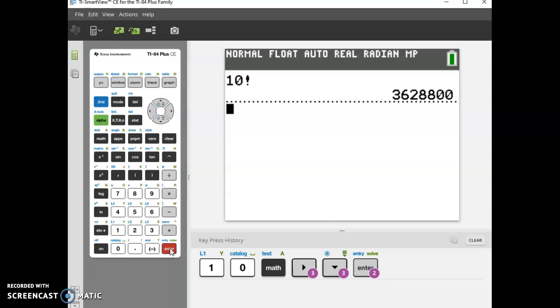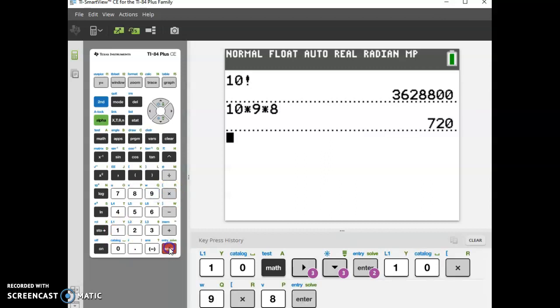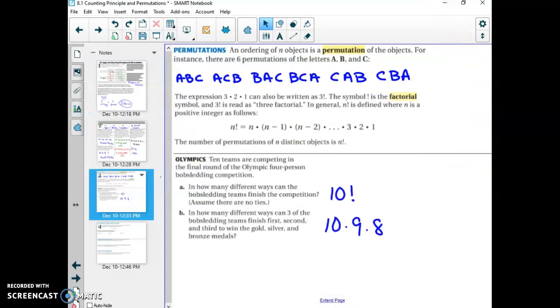As far as the other one is concerned, the 10 times 9 times 8, you could do that on your calculator as well, 10 times 9 times 8. And that would leave us with 720 unique ways for them to finish first, second, or third. Now this, ladies and gentlemen, leads us right back into what we're going to be talking about here for our permutations.